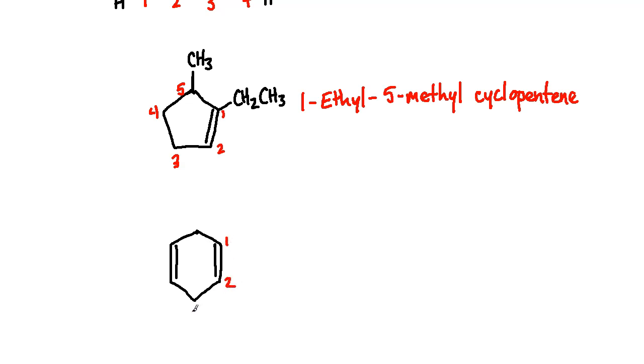Here's 1,2,3,4,5,6. Now, when I say it doesn't matter, what I meant was that I could start with 1 where the 5 is and go 2,3, and then I'd still be at 4 and 5. So it's symmetrical around the ring. And the correct name here is going to be 1,4, because that would be the lower number sets that begin each of these alkene double bonds. And then the parent name, it is cyclic, so I want to make sure I include cyclo. It is a 6-membered ring, so I would include hexa, and there are 2 double bonds, so I would include diene. 1,4-cyclohexadiene is the name of this compound.